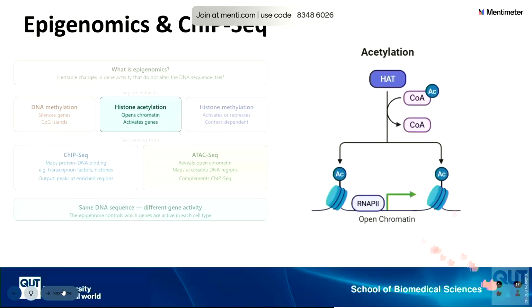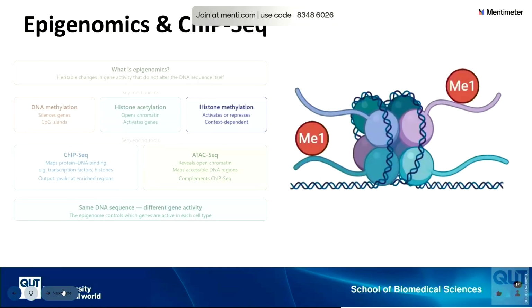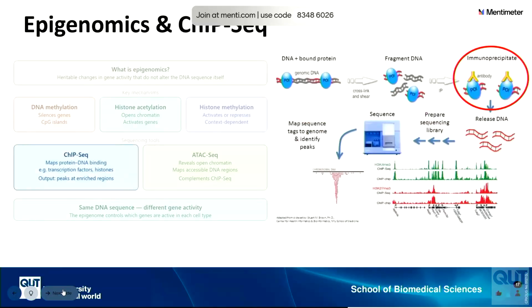So, histone acetylation. An acetyl group comes to the histones which house your DNA, and it loosens them and makes it easier for different transcription factors and gene activating mechanisms to go in and replicate that section of DNA. Whereas histone methylation can be context dependent. The methyl group can attach to the histone and either make it tighter and harder for replication to occur, or loosen it and make more occur. So there are two main ways that we can measure epigenetics. The first is called ChIP sequencing.